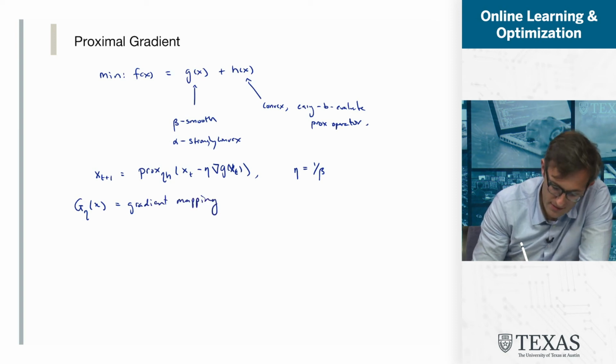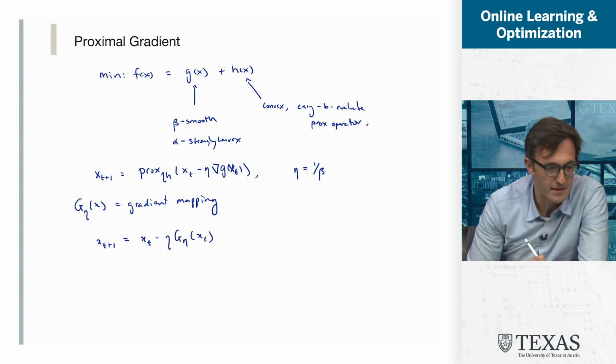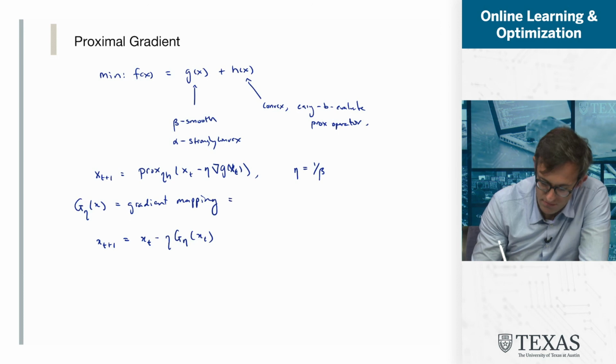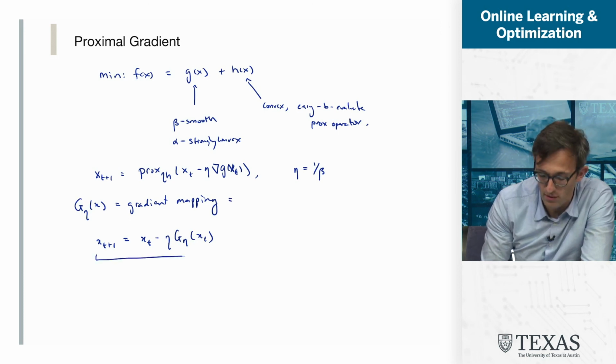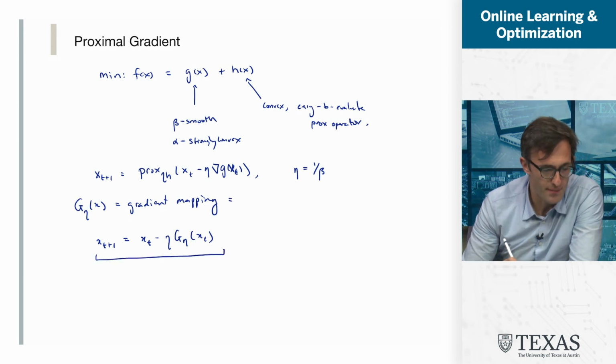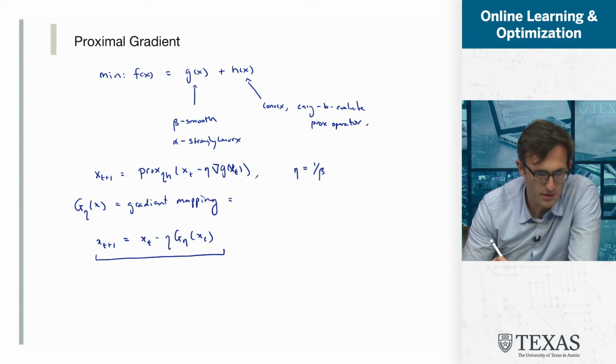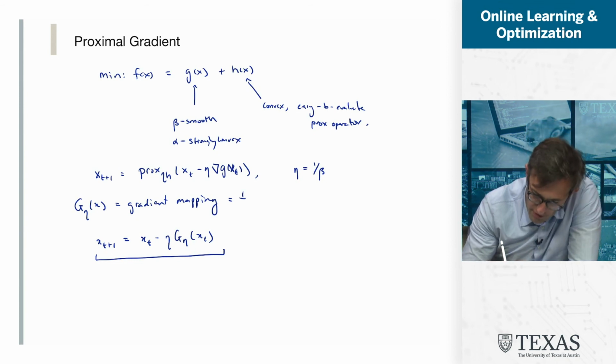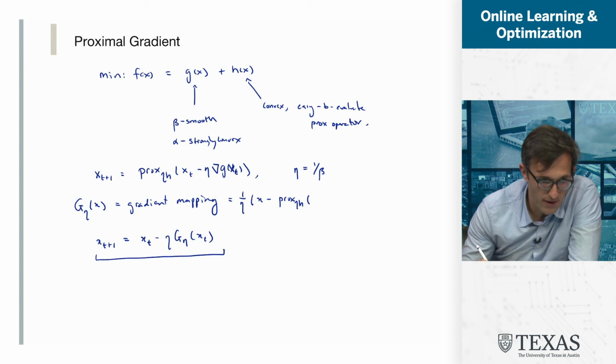to be such that I can write xt plus 1 is equal to xt minus eta times g eta of xt. So starting from the desire to have this, the gradient mapping has to be equal to 1 over eta times x minus the prox eta times h of x minus eta times the gradient of g of x.